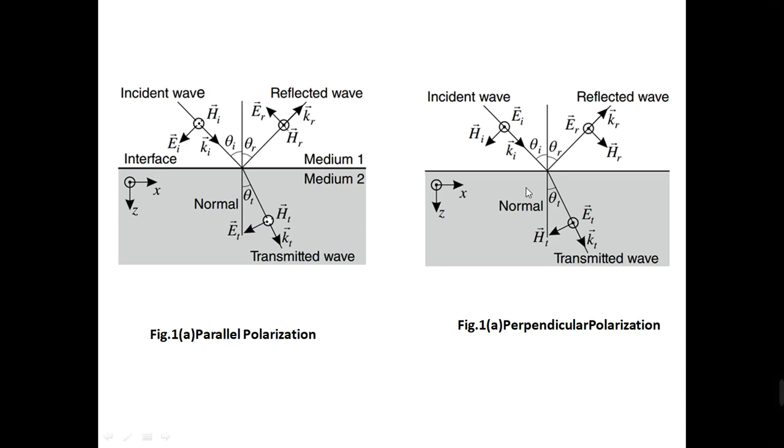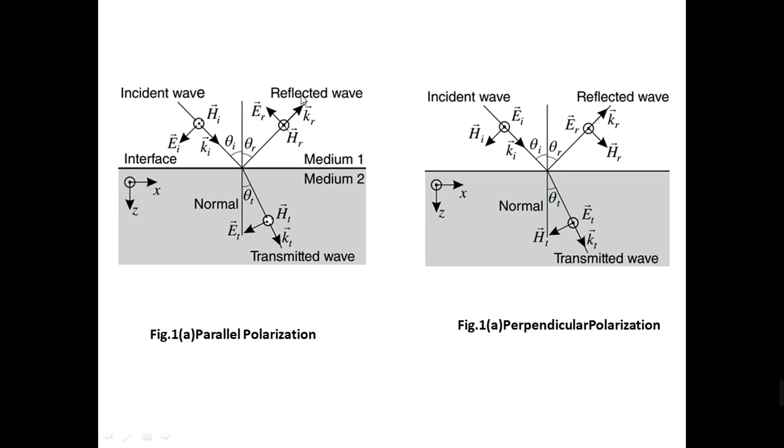And coming to perpendicular polarization, here you can see the plane of incidence. The electric field vector of the incident wave is perpendicular to the plane of incidence, that is, the magnetic field is tangential or parallel to the plane of incidence. And coming to parallel polarization, when the wave is incident towards the boundary, some part is reflected and some part of the wave is transmitted into medium 2.